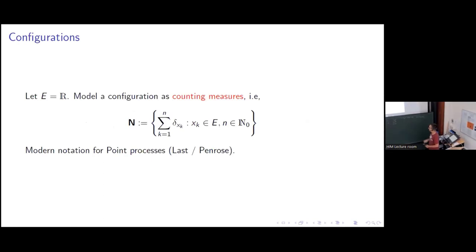Okay, then configurations. That challenge turns out not to be too hard. So you see here, for example, that configuration here gives 3, 2, 1, 0, 0. And how to encode, for example, other real numbers. If I say here are, for example, 2 points, let's say 2.7, or here's pi. So how to write down that configuration? That can be done by using measures, namely counting measures. And that notation can be found in the modern notation of point processes.